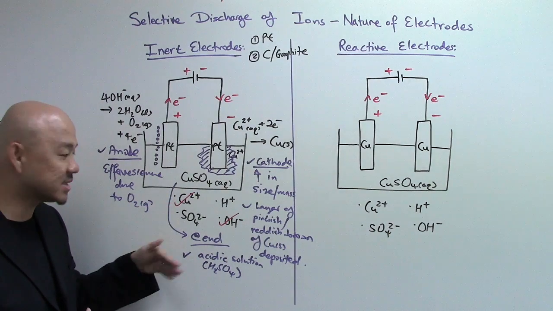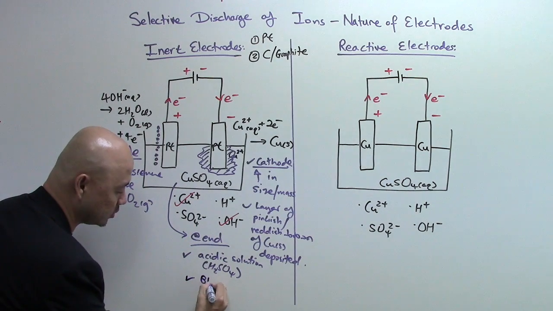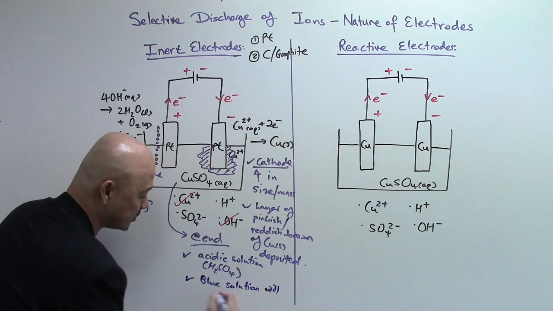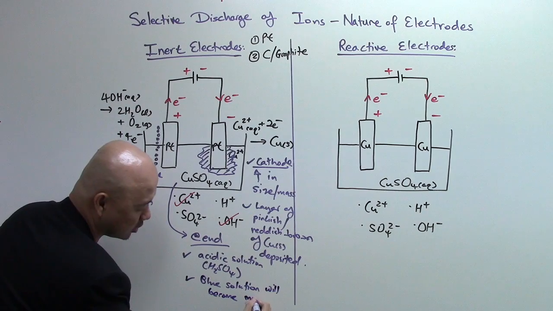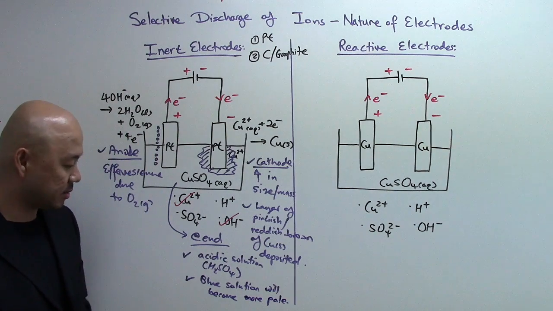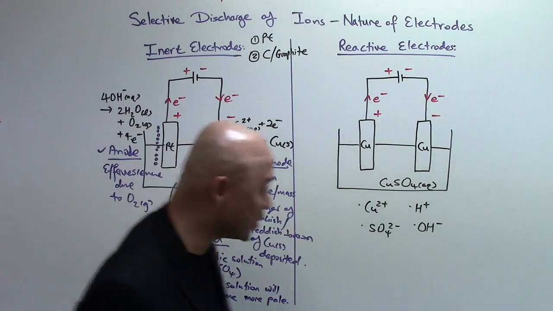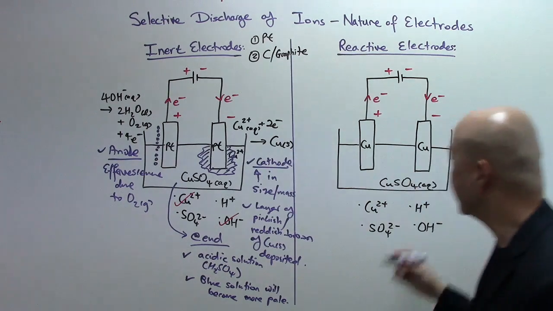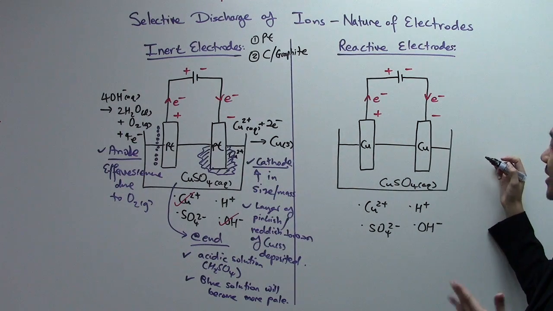So as copper 2 plus is selectively discharged, getting lesser and lesser, you will see that the blue solution will become paler, more pale, or less blue. Alright, so that's what you see. Now, what about the other side when we talk about your reactive electrode, let's say copper? At this side, which is at the cathode, is exactly the same.